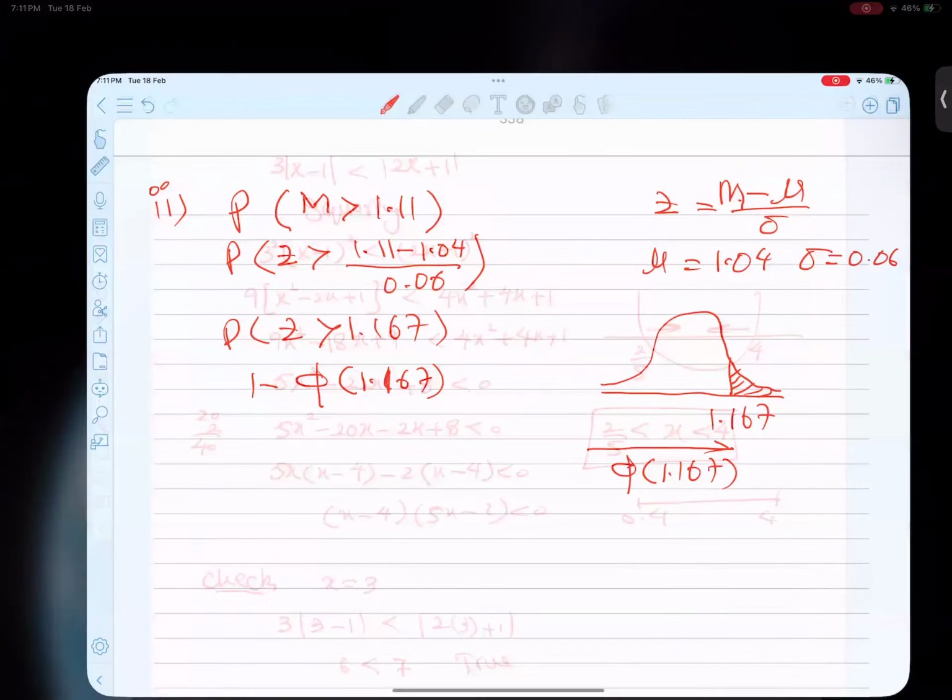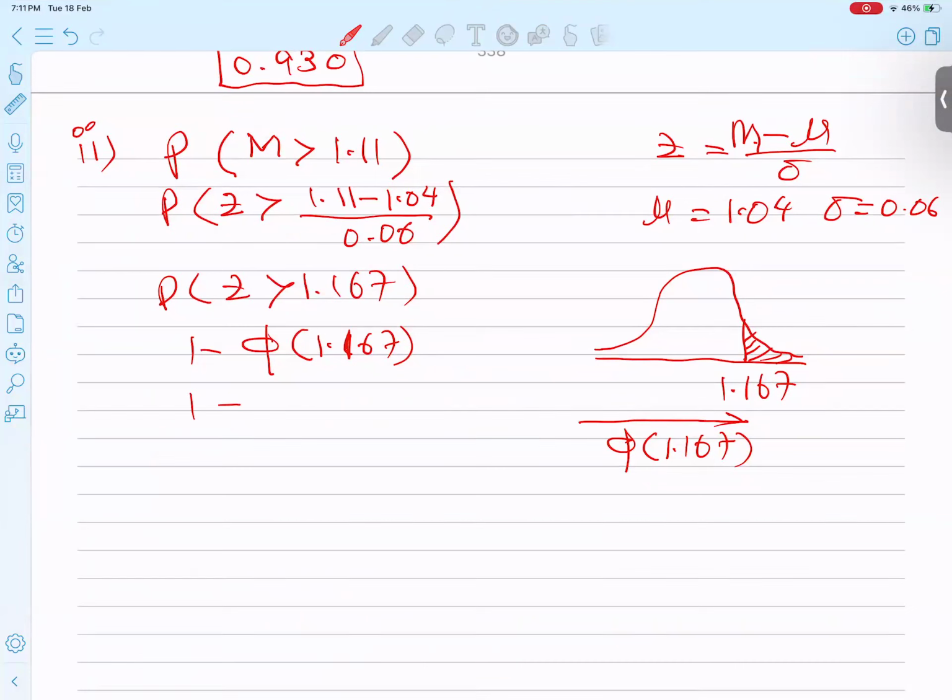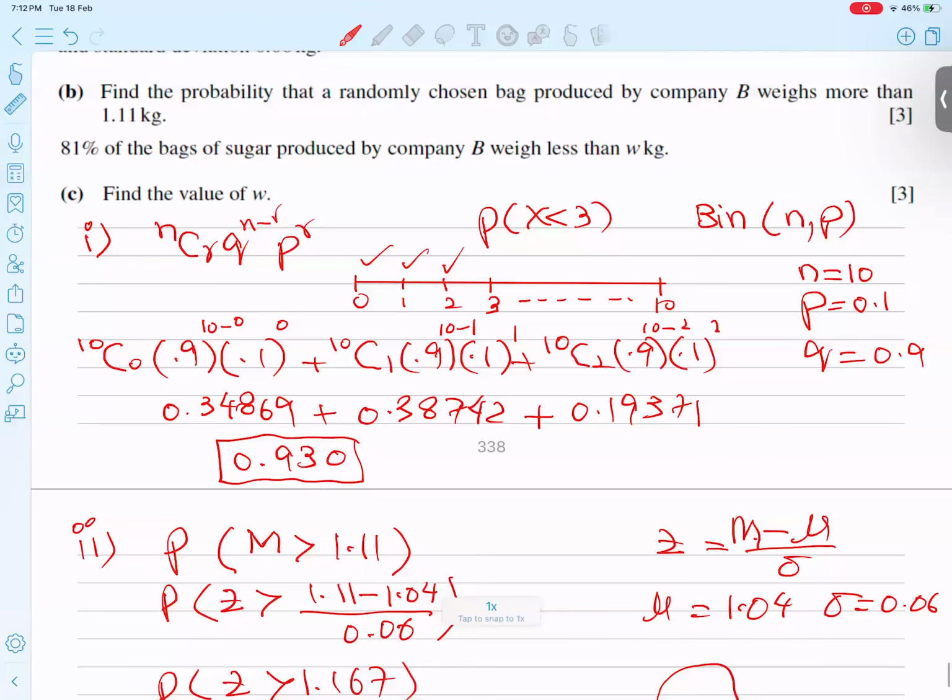So let me write it here. And finally, I'm getting 1 minus 0.8784, and the answer is coming 0.122. So I believe this part is very, very clear. So let's talk about the last part.